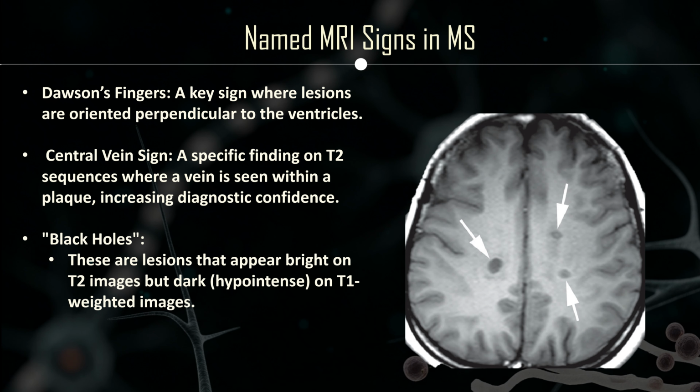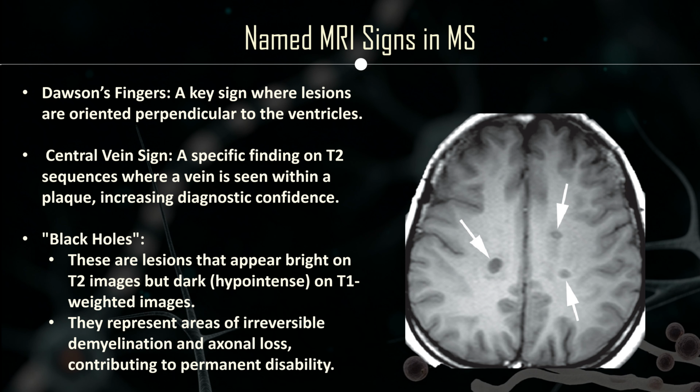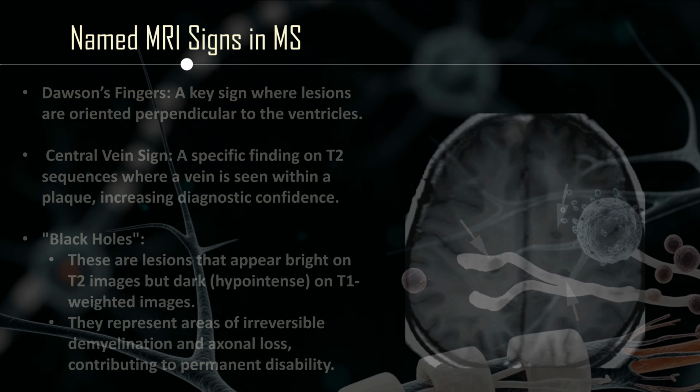And then we have black holes. These are lesions that appear bright or hyperintense on T2 weighted images, but critically appear dark or hypointense on T1 weighted images. These black holes are particularly ominous because they represent areas of irreversible demyelination and axon loss. Their presence is a strong indicator of permanent tissue damage and often correlates with irreversible disability.